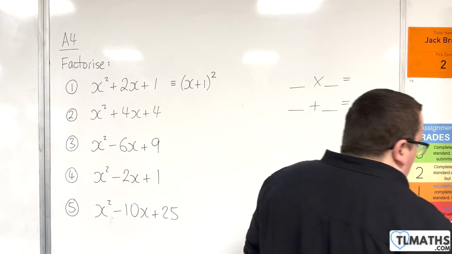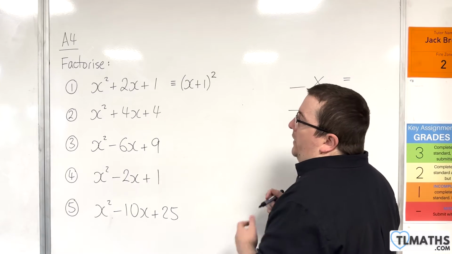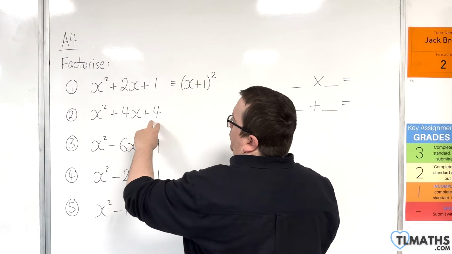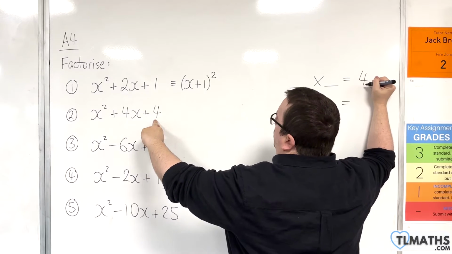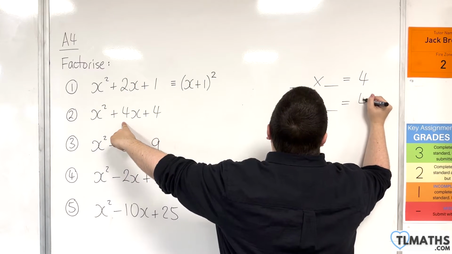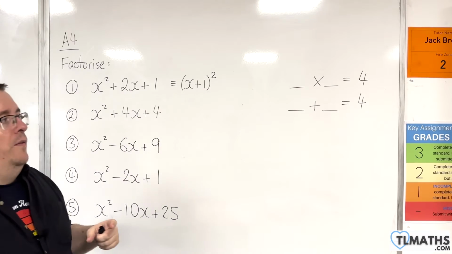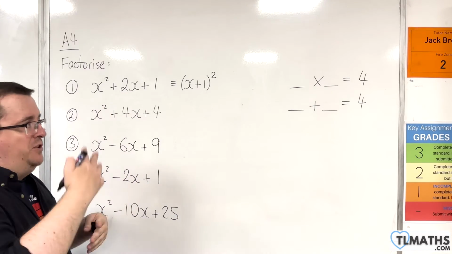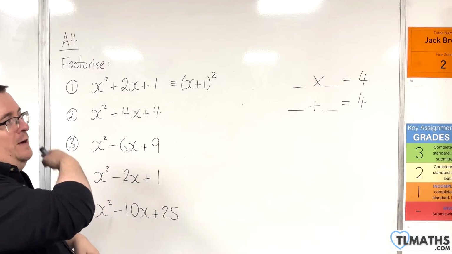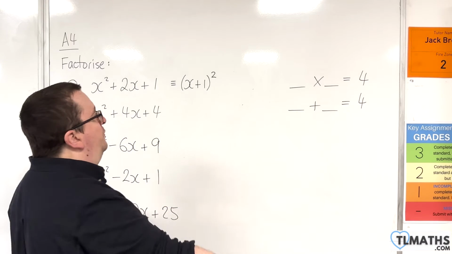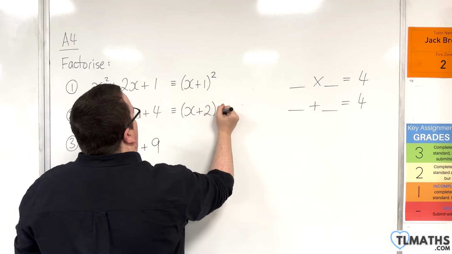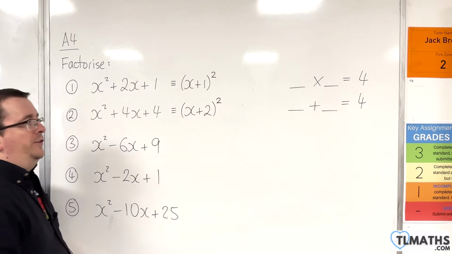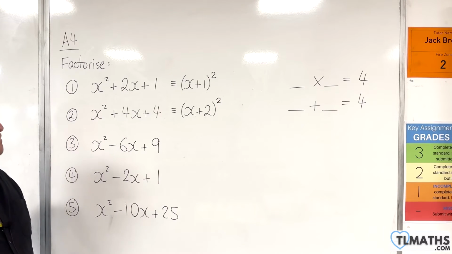Okay, so let's take a look at the second one. We've got x squared plus 4x plus 4. So we need two numbers that multiply together to make 4 and add together to make 4. Well, that's going to be 2 and 2, isn't it? 2 times 2 is 4, 2 plus 2 is 4. So x plus 2 times x plus 2, and so that would be x plus 2 squared.